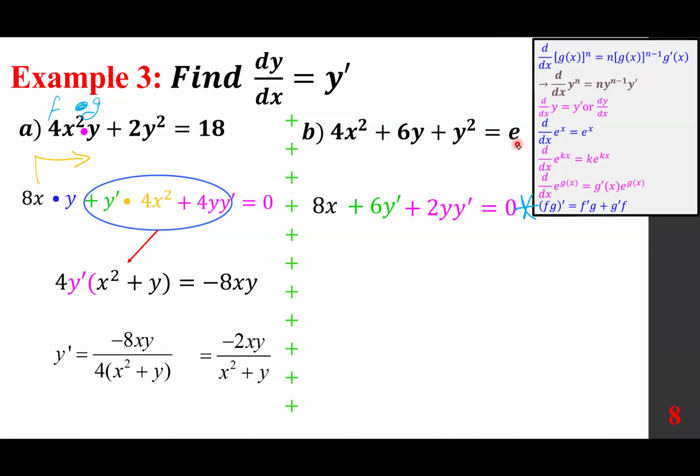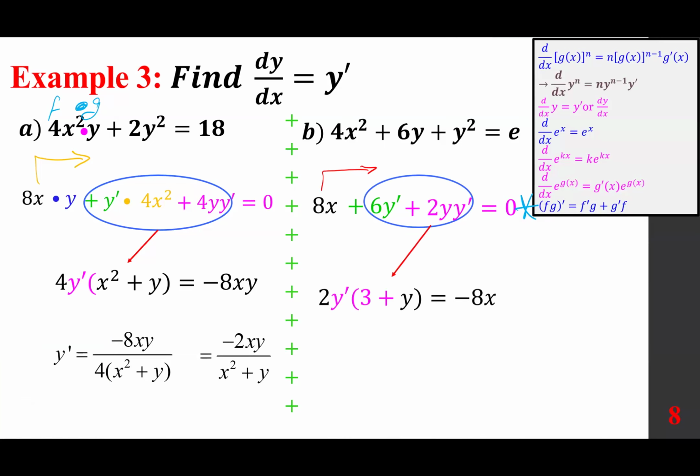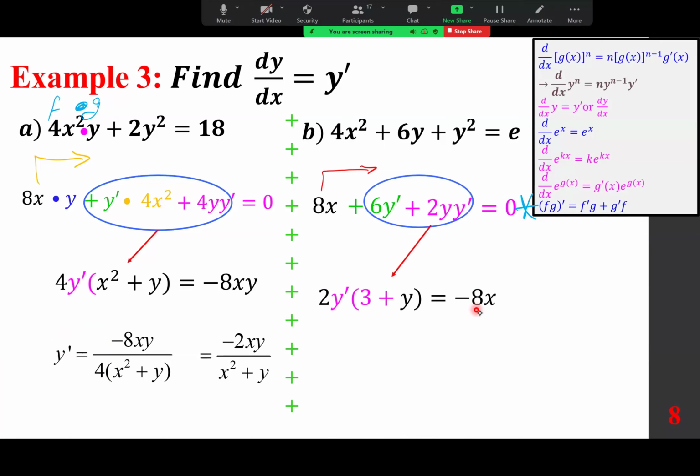And so we want to take the y prime out so we can combine these two. Move the 8x to the right and make it negative. These two, we can take the y prime out. The number 2 happens to be in common, so we get 2y prime times 3 plus y on the left, and on the right, we get minus 8x.